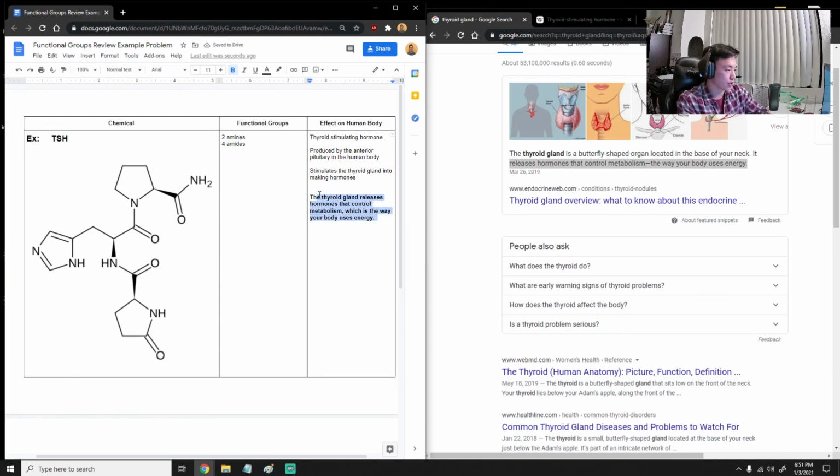Okay, so that's going to be just some basic research on what this chemical does. So TSH, thyroid stimulating hormone, is produced in the anterior pituitary in the human body. So inside your body it's made. And what it does is it stimulates the thyroid gland into making hormones. And the thyroid gland releases hormones that control metabolism. So this chemical basically allows your thyroid gland to make other hormones that control your metabolism. So that is basically what your assignment is going to be. You have 3 molecules that you're going to be doing this for. You're going to find the functional groups for the molecule, and then you're just going to do some research on what it does to the human body.